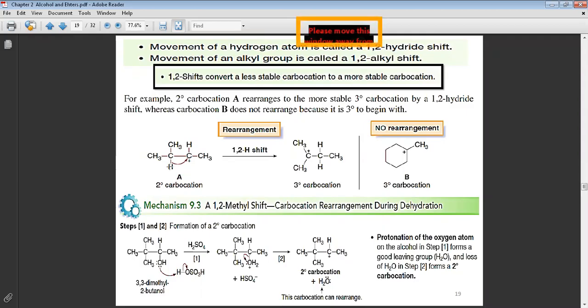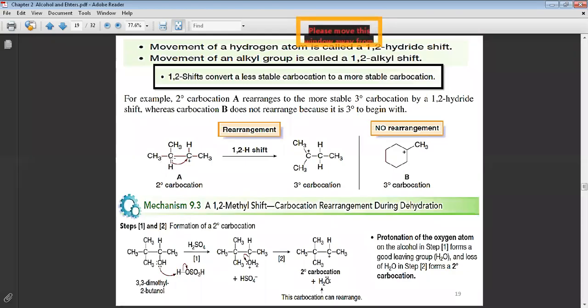Hydride. What is the meaning of hydride? It means H minus, hydrogen with both of the electrons. Not hydrogen with one electron, that would be a proton shift. But here we have hydride shift. Hydride meaning hydrogen with both of the electrons.